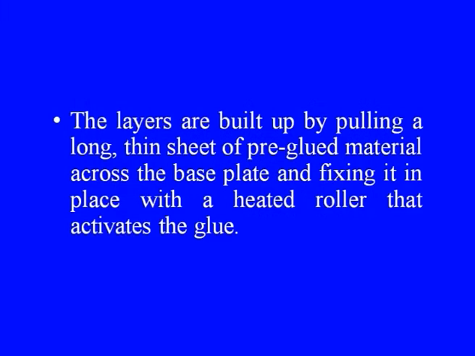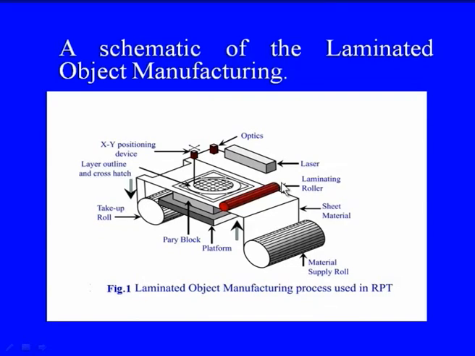The layers are built up by pulling a long thin sheet of pre-glued material across the base plate and fixing it in place with a heated roller that activates the glue. As we have already discussed in this figure, the glue will already be there, and this roller is a hot roller. As soon as it is rolled over, the hot roller transfers heat energy, the glue gets activated and sticks to the product, and this platform gets lowered by a distance equivalent to the thickness of the sheet in this particular section.